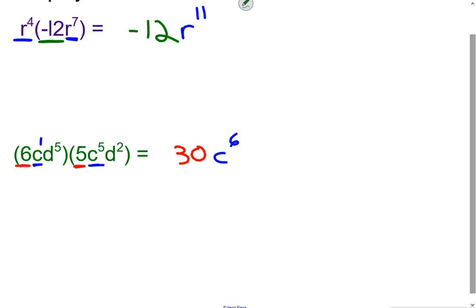And then we'll go to the d's. So here I have d to the fifth times d to the second. We get to add those exponents, and we end up with d to the seventh power. And we've simplified our multiplication of monomials.